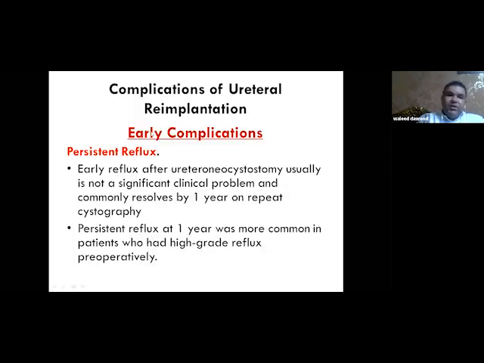Complications of ureteral re-implantation. There are early complications. The first is persistent reflux. Early reflux after ureteral neocystostomy is usually not a significant clinical problem and usually resolves by 1 year on repeat cystography. Persistent reflux at 1 year was more common in patients who had high-grade reflux from the start. So persistent reflux is more with high-grade reflux, not with low-grade reflux.